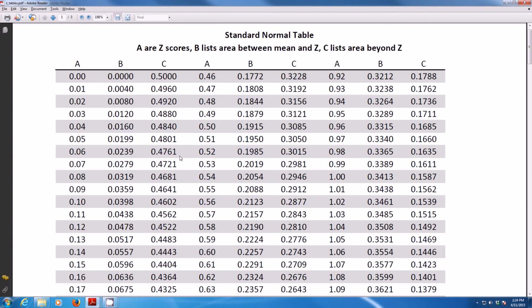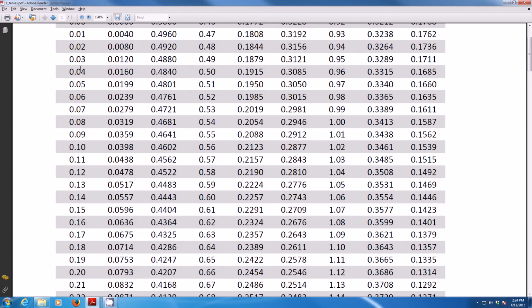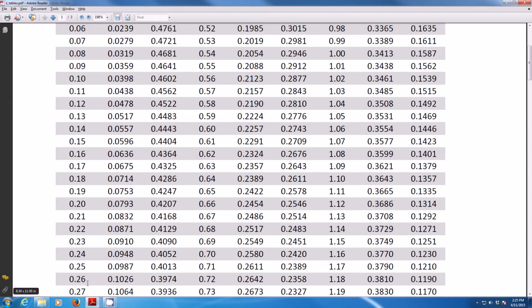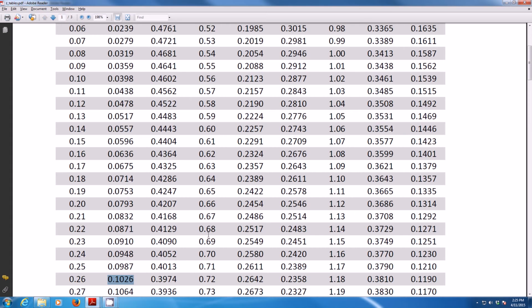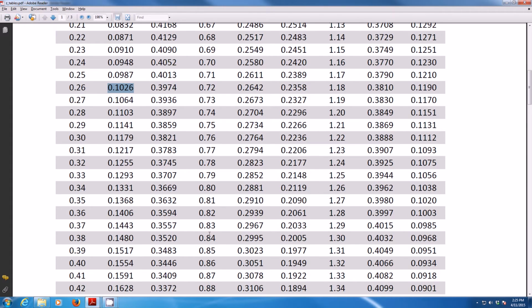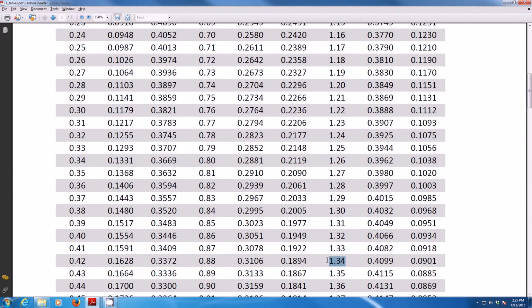So going to my table, I look at column A, I find positive 0.26, and now I'm looking at column B to figure out what's the area between the mean and the z-score. And in this case, it's 0.1026. I have to do the same thing for 1.34. So I'm going to look that value up in my standard normal table. It's here in column A. And then I'm going to look at the value in column B, which is the area between the mean and the z-score. And that's a value of 0.4099.